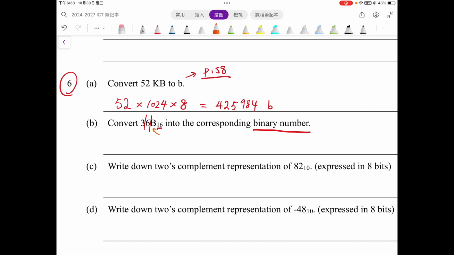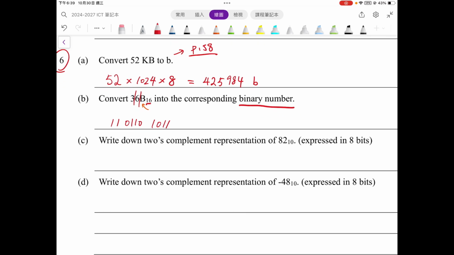So we'll just work from the rightmost here first, B. So for B, if you put into your calculator, you should have 1011. This is for B. And for the 6 here, we should have 0110. So this is representing 6 in binary. And last but not least, you will see that 3 is just 11. So all in all, you should have this as your answer. That's it.